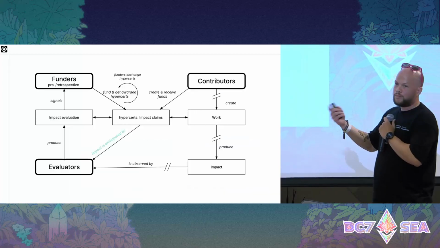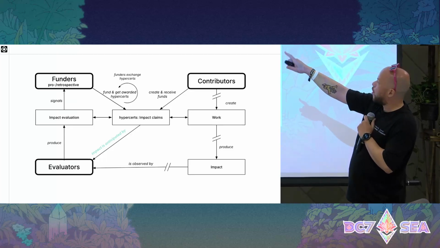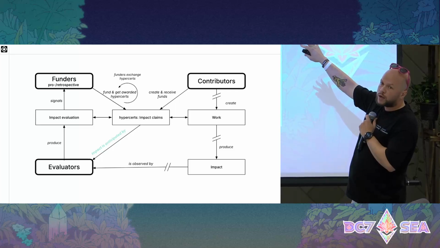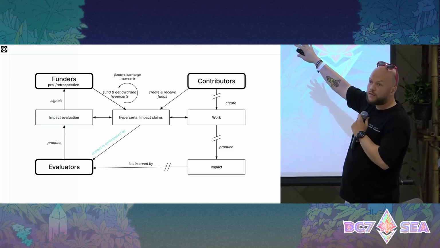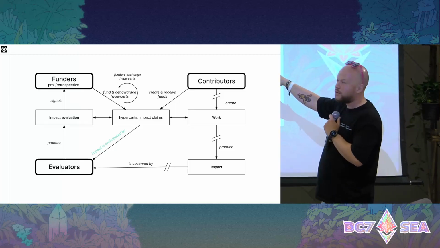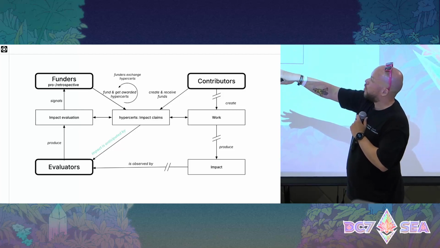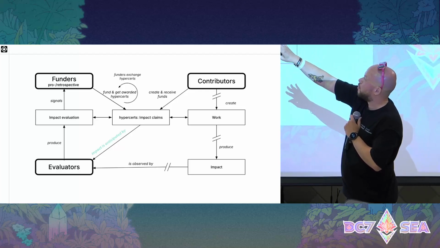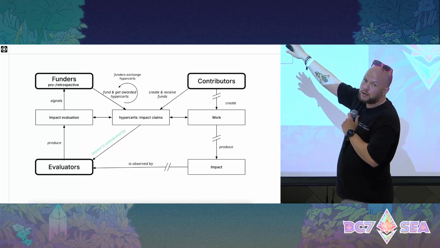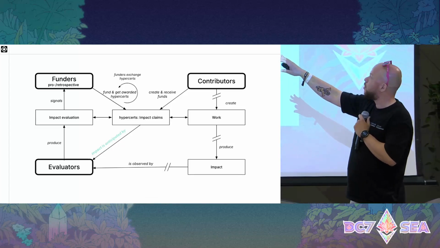So, back to the bigger picture. The creators create the work, store it in a hypercert. This work, whether it's proactive or retroactive, will happen at one point, and at one point there will be impact, assuming things go good. Evaluations are produced, evaluations are shared with the funders, and the funders actually buy these hypercerts, or fractions of the hypercerts, to fund the impactful work.